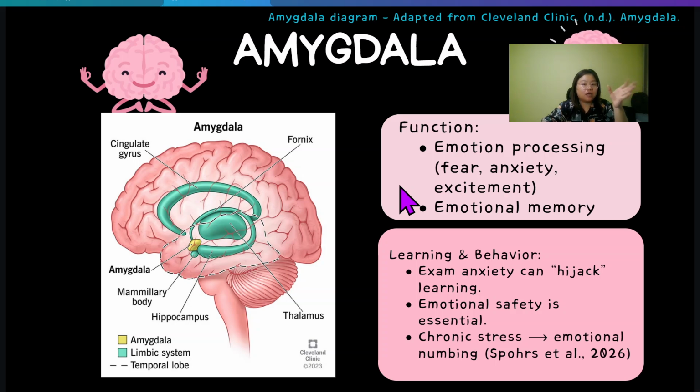It shows that if students experience chronic stress like being bullied, the amygdala might actually become less responsive. That's called emotional numbing. So creating a safe and supportive classroom isn't just about being nice. We as educators help our students' brains to work properly.